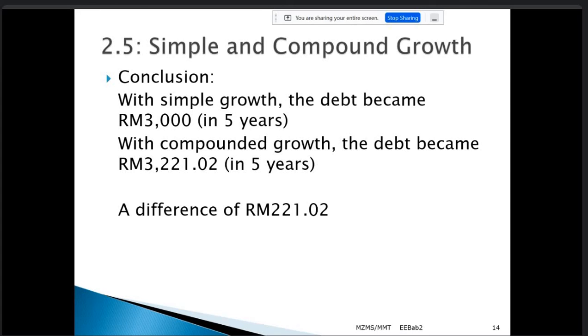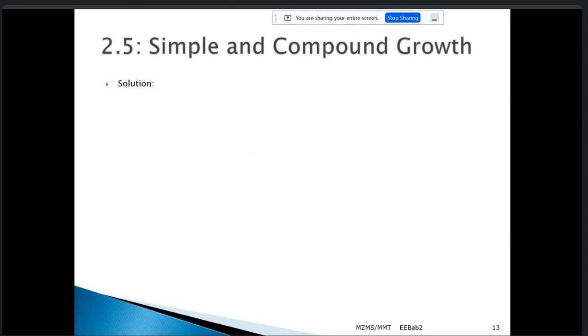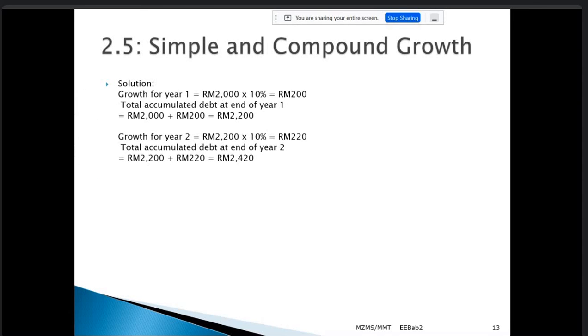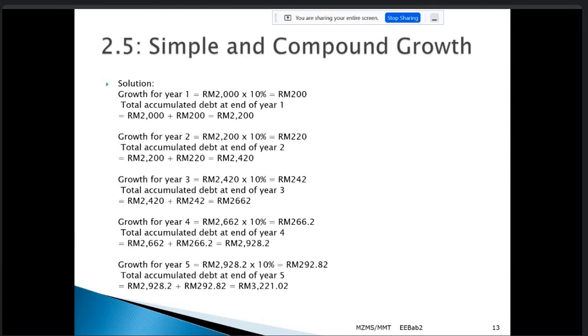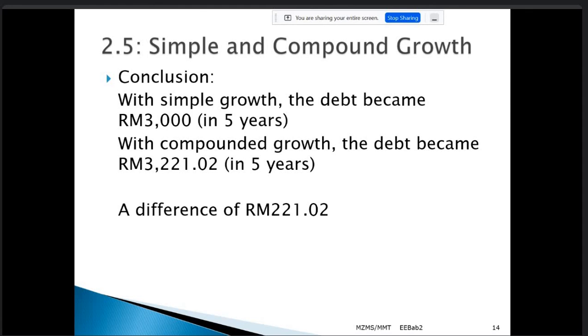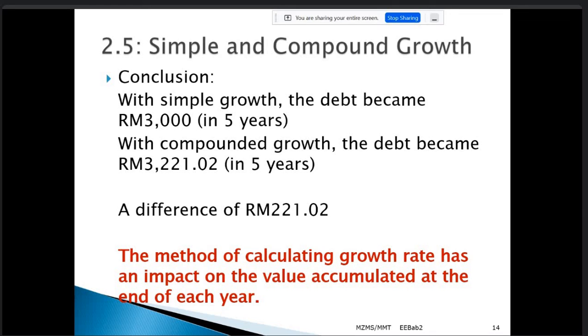So the conclusion is with the compounded growth, the debt becomes 3,221.02 in 5 years. But for the simple growth it is only 3,000. Okay. So this is only for 2,000. Imagine if you borrow 200,000, it would be much more. So you can see the difference between simple and compound growth. For a loan, never go for the compounded growth. But for investment, we are always looking for compounded growth investment. So the method of calculating growth rate has an impact on the value accumulated at the end of each year.